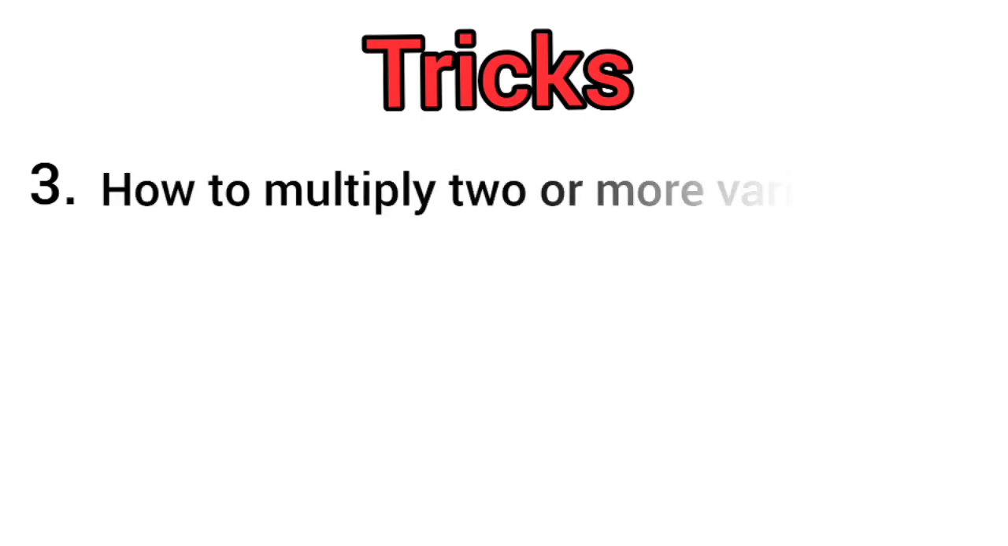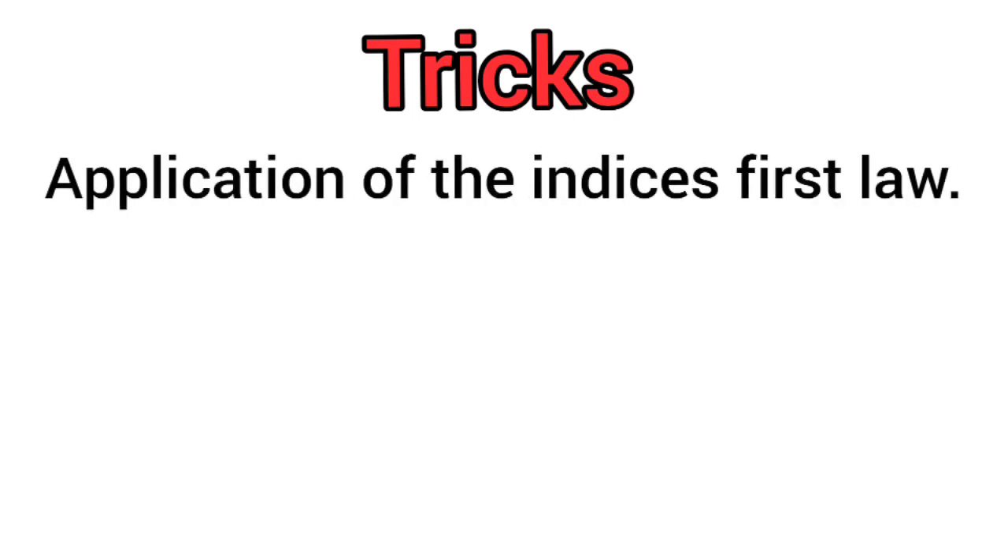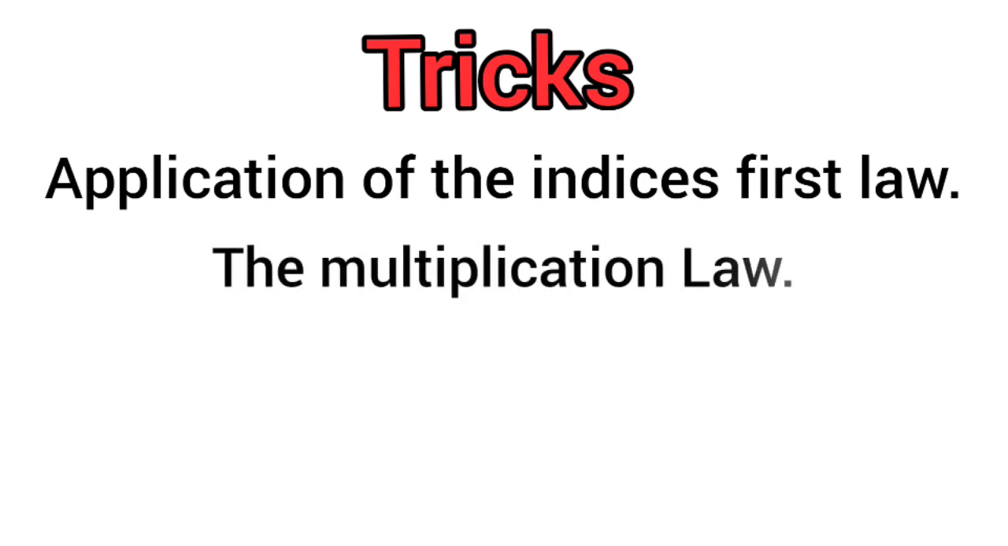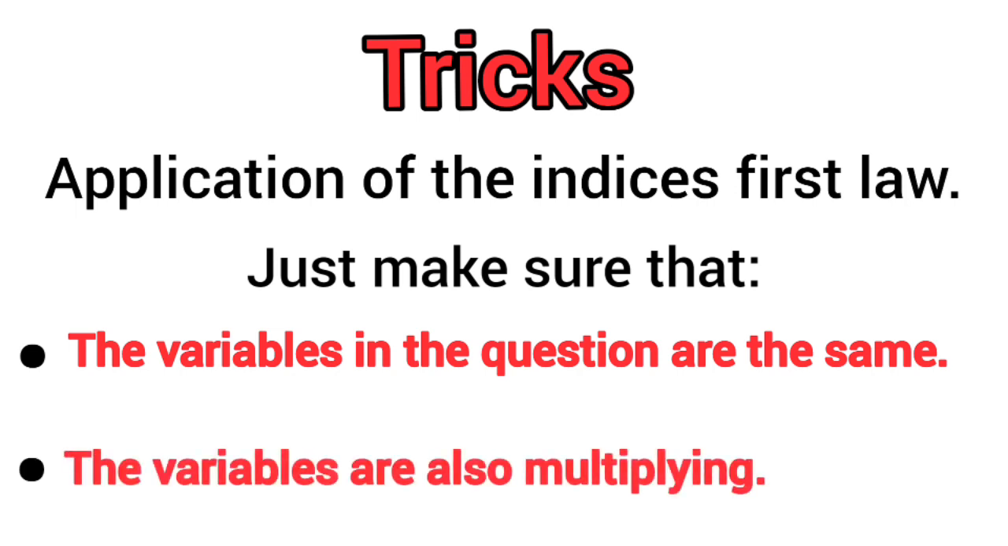At this point, let me also teach you how to multiply two or more variables which are the same. To do that, you have to apply the Indices First Law, also called the multiplication law. Just make sure that the variables in the question are the same and the variables are also multiplying. Illustrative example. Example 1. x multiplying x.